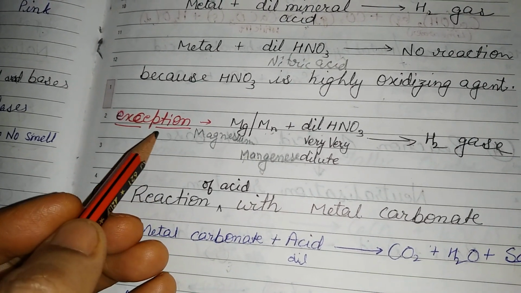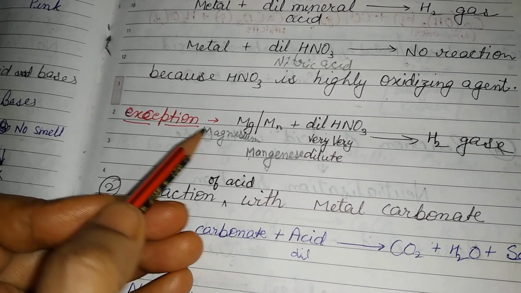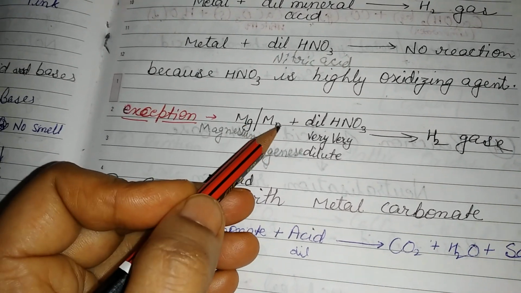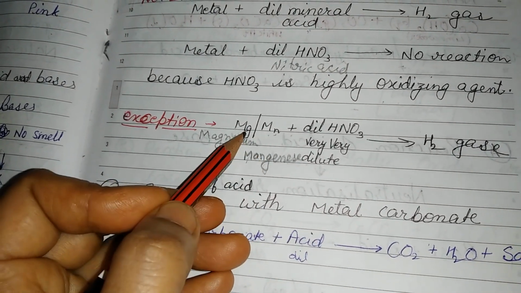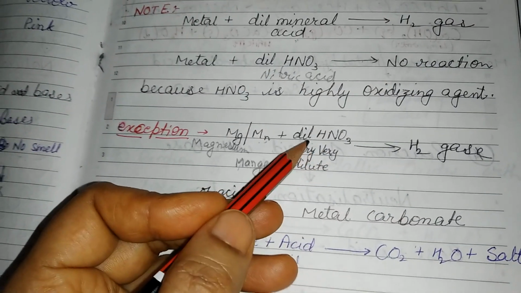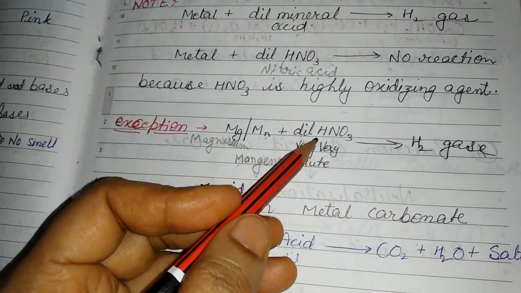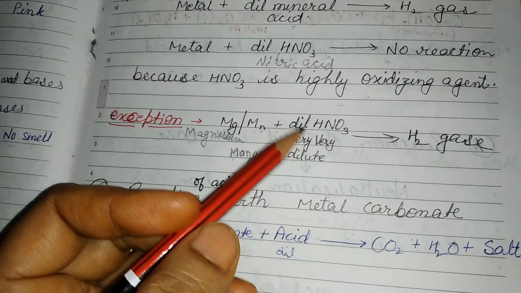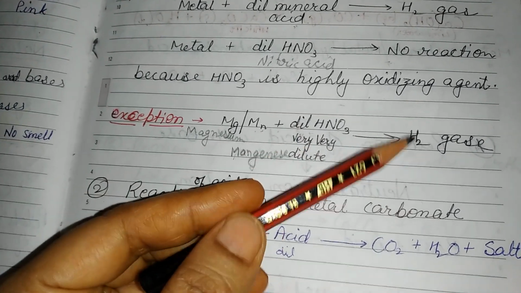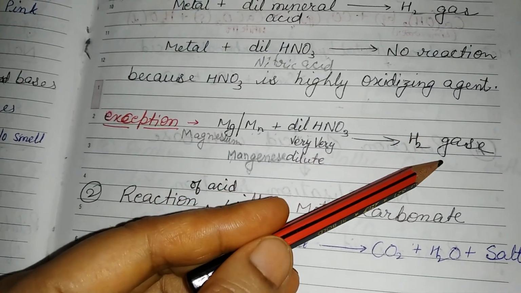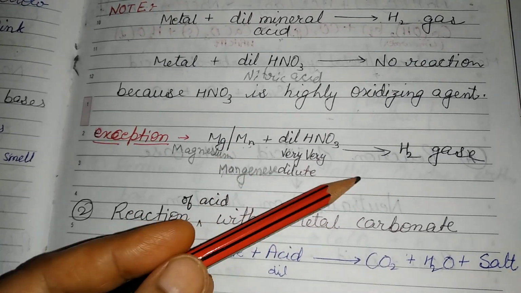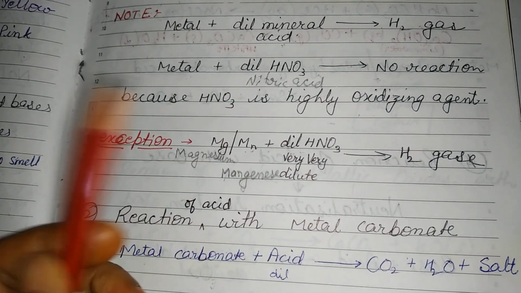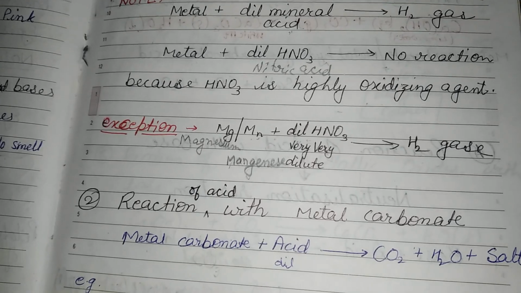and the exception is that when manganese or magnesium is added to very dilute acid, meaning more amount of water and very less amount of nitric acid, then it can evolve hydrogen gas. In that case it can evolve. So this is the exception we have to remember.